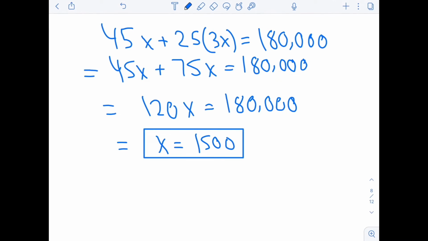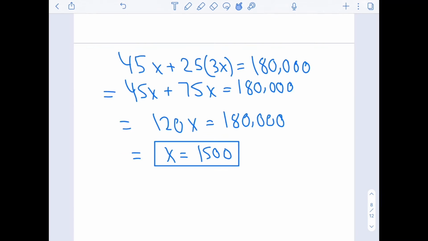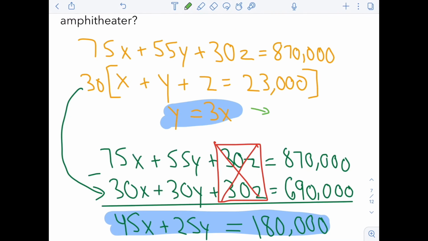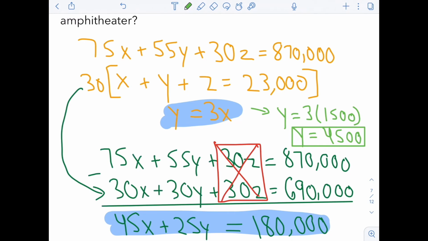So that means there are 1,500 seats in section A because I labeled the number of seats in section A as x. So now that we have the x value, I can go back to this y equals 3x equation and substitute 1,500 for x and solve for y. So now we know that x is 1,500, so y equals 3 times 1,500. And 3 times 1,500 is 4,500. So we know that there are 4,500 seats in section B, which I labeled as y earlier.